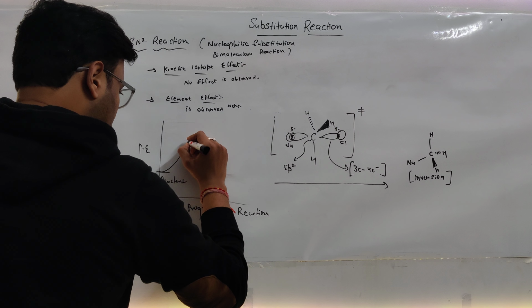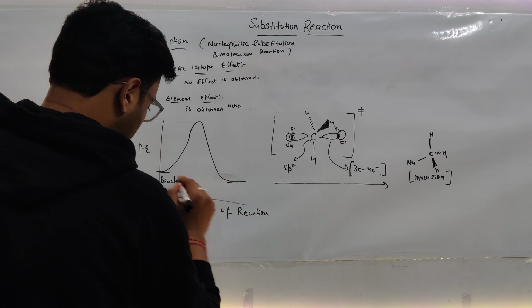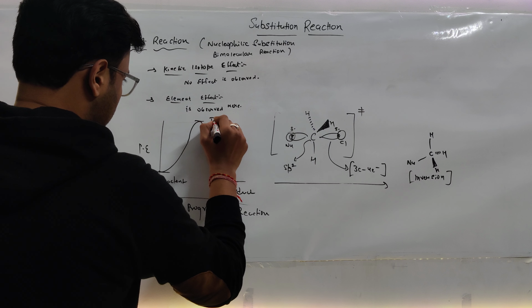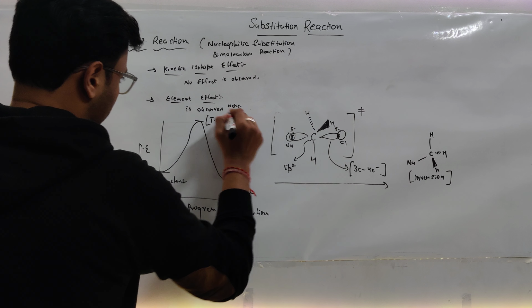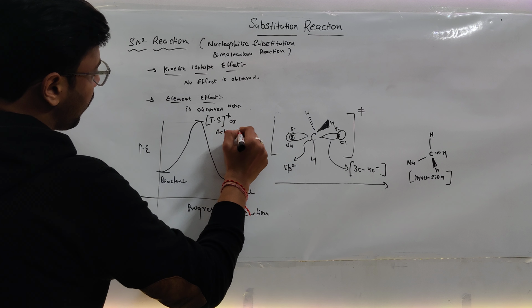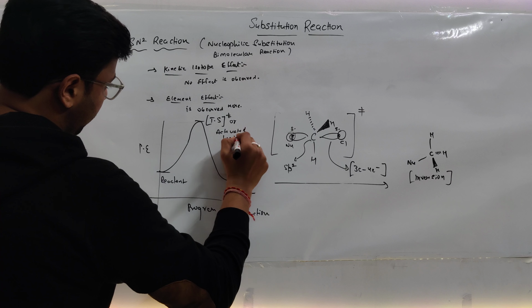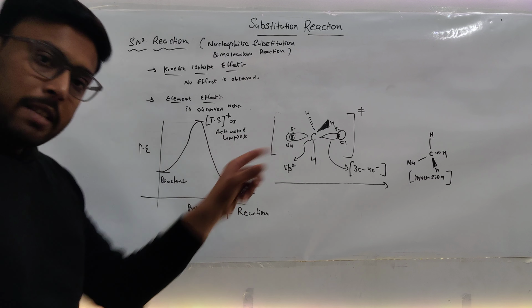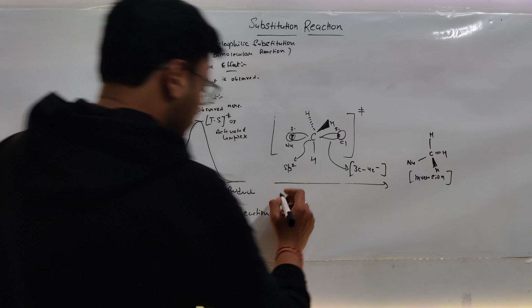One more point I can tell you. This is our reactant, this is our product, and this is the transition state. What do we call it? Transition state, or activated complex. We call it the activated complex. And this reaction is exothermic in nature. Why is it exothermic in nature?